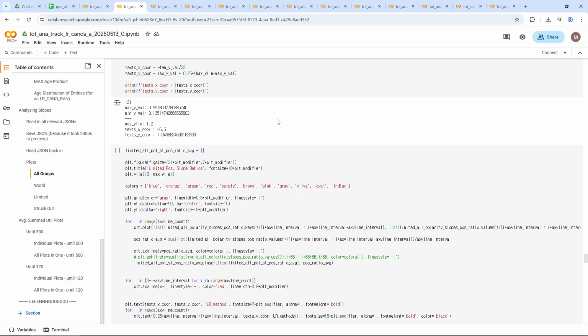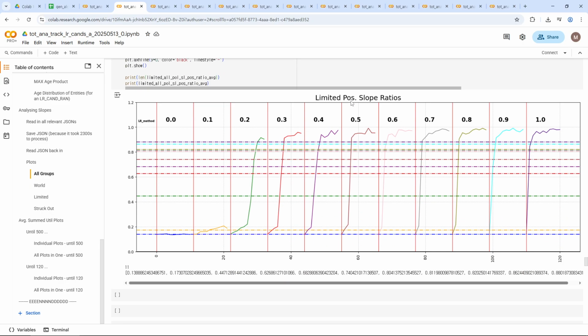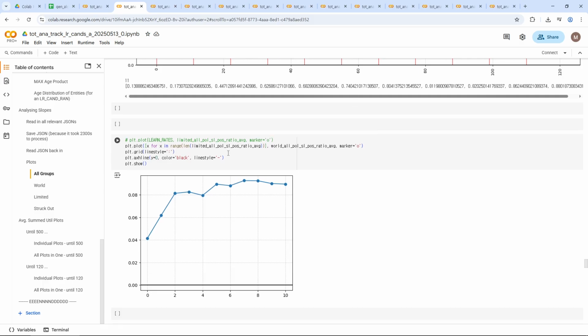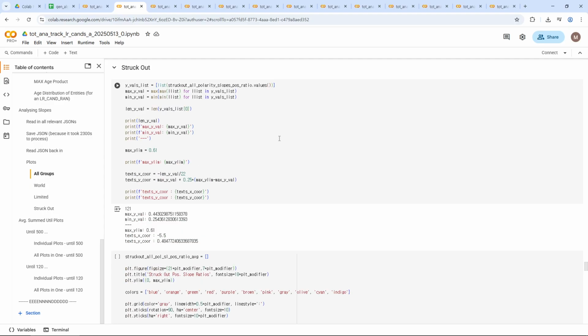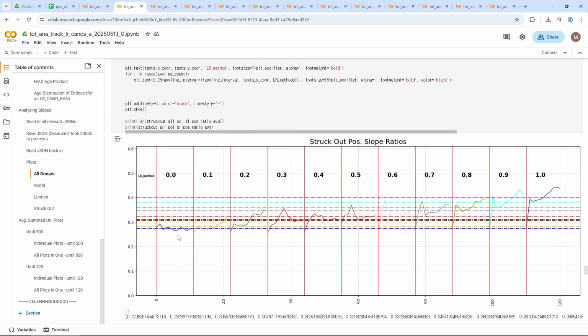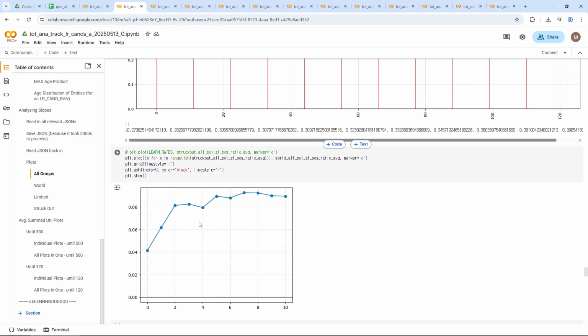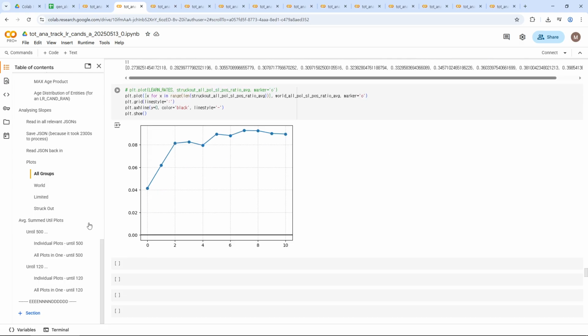For the limited entities, again, the positive slope ratio goes up, but because there are so few limited entities, it's very easy to inflate this ratio, but it still does hit a plateau. For the struck out entities, they go up, but they're nowhere near 0.5 or 50%. The positive slope ratio for the struck out entities also hits a plateau.